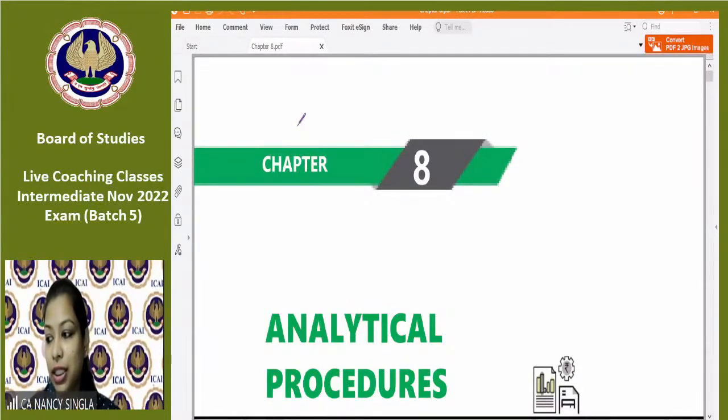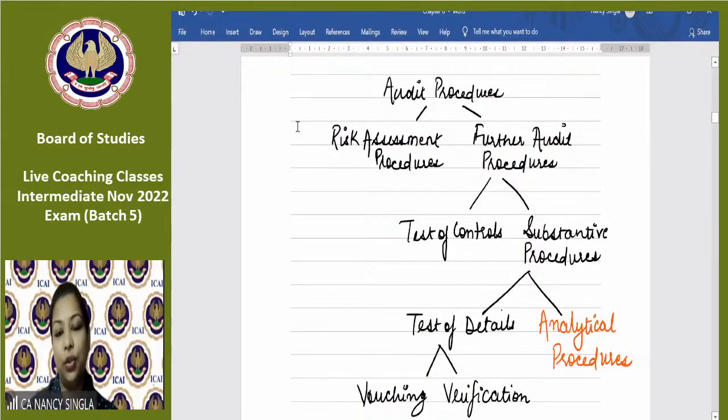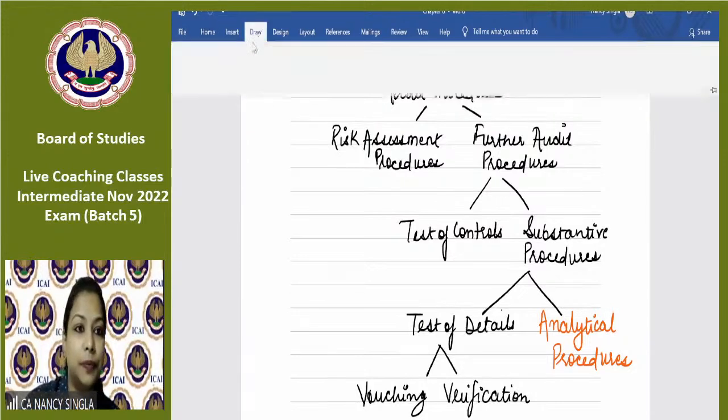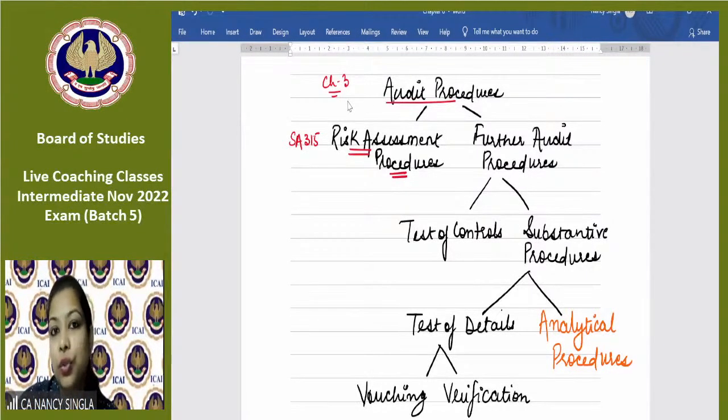Karthik, Hitesh, Sudhanshu are saying that, ma'am, in chapter number 3 we have done this concept, right? So students, let me just tell you where exactly you read about analytical procedures. In chapter number 3, you understood the concept of audit procedures, whereby you saw that under SA 315, the auditor performs risk assessment procedures. In response to the assessed risk, the auditor performs other procedures under SA 330.